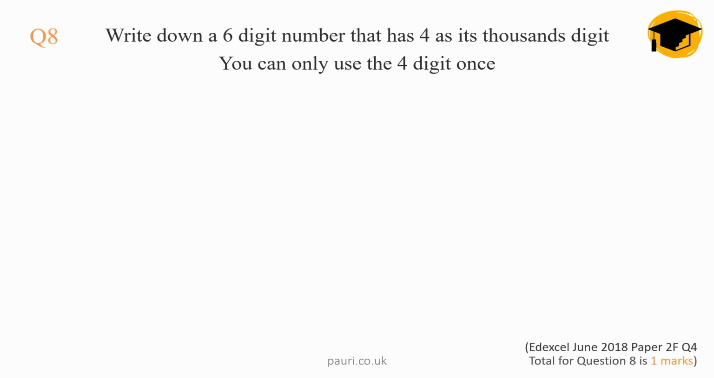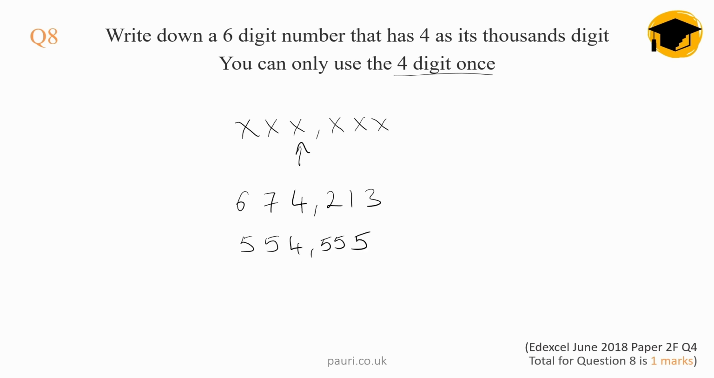Next question, write down a 6-digit number. So let's think about digits. 1, 2, 3, 4, 5, 6. That has a 4 in its thousands. So I know this number here is the thousands place value. I need a 4 there, and it says you can only use the 4 digit once, so I'm going to add other numbers elsewhere. This is fine as an example of an answer. You can also do something like this if you wanted to, because we've answered the question. We've only got a 4 once here, and all of the other digits are different numbers, so that is fine as a solution. That's 1 mark.